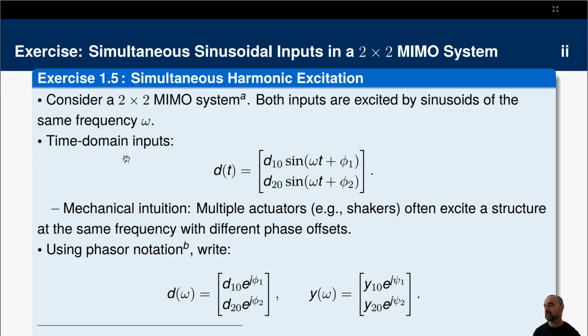Time domain inputs, mechanical, multiple actuators. For example, multiple actuators often excite a structure at the same frequency with different phase offsets. Now, we're going to talk about this application further later. This exercise is essentially meant to make the coupling idea concrete.